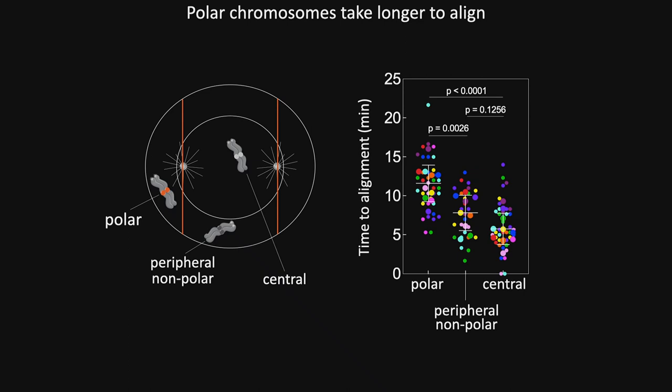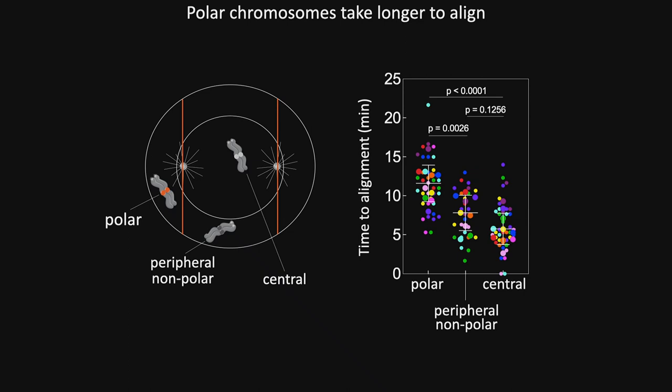And we see that the time of alignment depends on this location of the chromosomes. The polar ones have the longest time of alignment. This time is longer than the time of the peripheral non-polar ones, and it's much longer than the time that the central ones need to align. This means that not all chromosomes have the same time of alignment, and importantly, that the polar ones are the last ones to get aligned, and this is not because of the distance, because these guys also need to cover a large distance, but because they are behind the pole. The pole is probably some kind of obstacle that they need to cross to be able to reach the spindle.